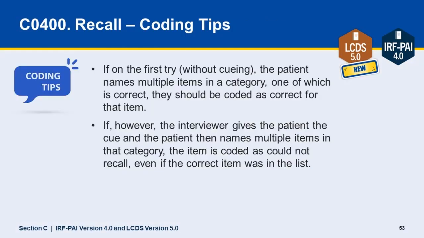Okay, some things to remember. On the first try, without cueing, if the patient names multiple items in a category, one of which is correct, well, then they should be coded as correct for that item. If, however, the interviewer gives the patient the cue and the patient then names multiple items in that category, the item is coded as could not recall, even if the correct item was in the list.